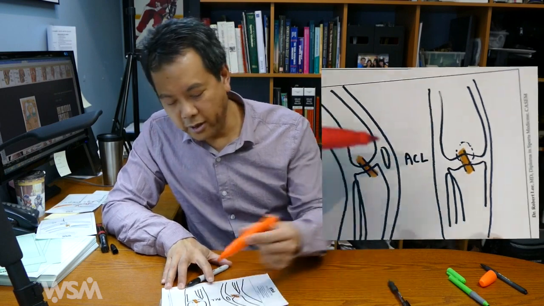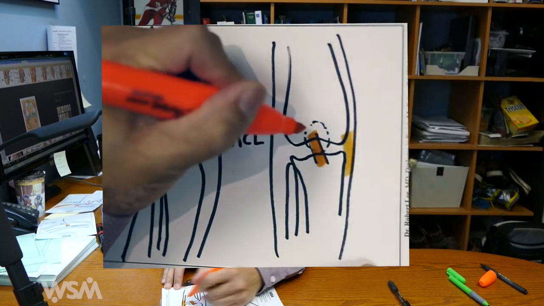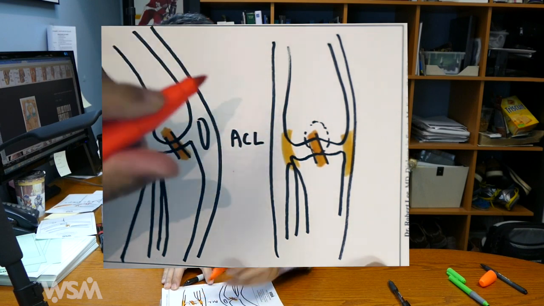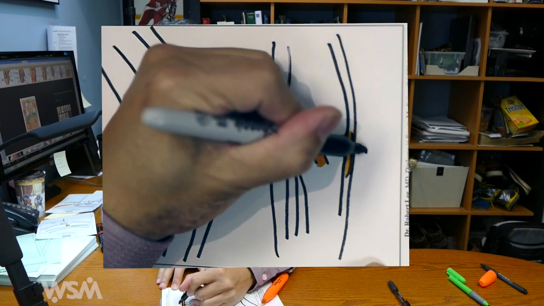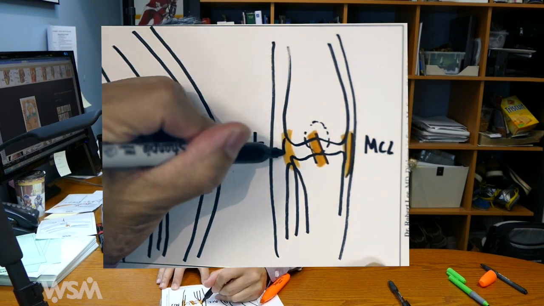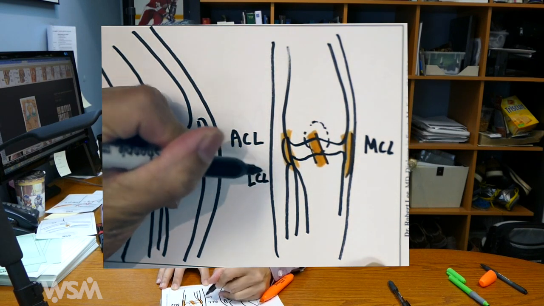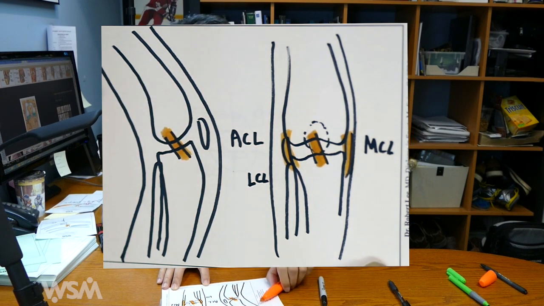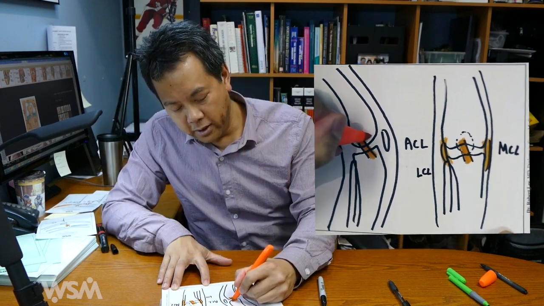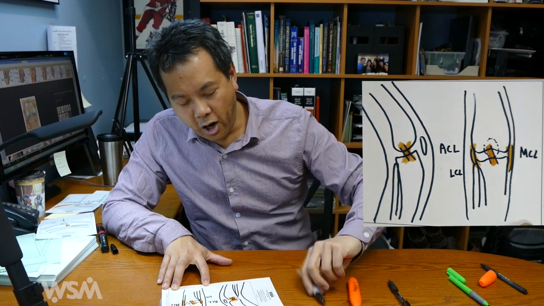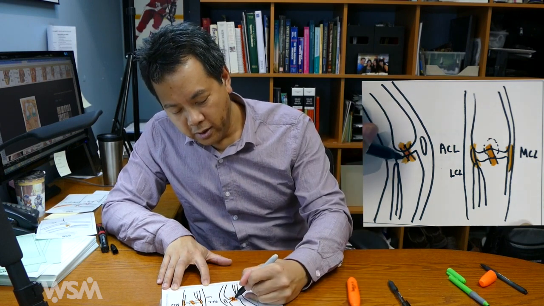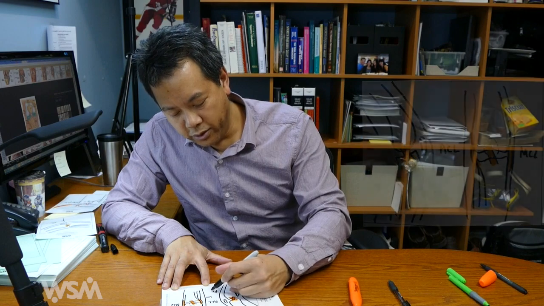Now I can also draw in here the other stabilizers of the knee. You have also other ligaments to be complete. You have your MCL ligament here, and you have your LCL or lateral collateral ligament here, and there's another, more minor ligament inside the knee called the PCL. It runs like an X in the other direction from the ACL, so that's called the PCL or posterior cruciate ligament.